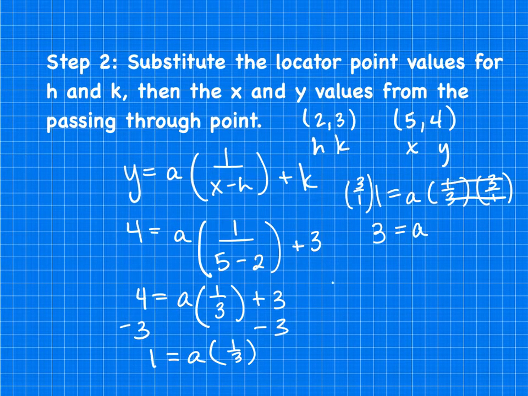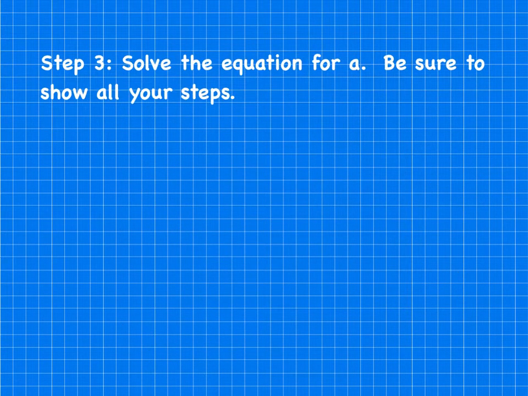So our full equation, y equals 3 times 1 over x minus 2, plus 3. And this can also be written as 3 over x minus 2 and then plus 3. If that part confuses you, then don't worry about it. So that's step 3, that was all the solving we did. And then step 4 is write your full equation.